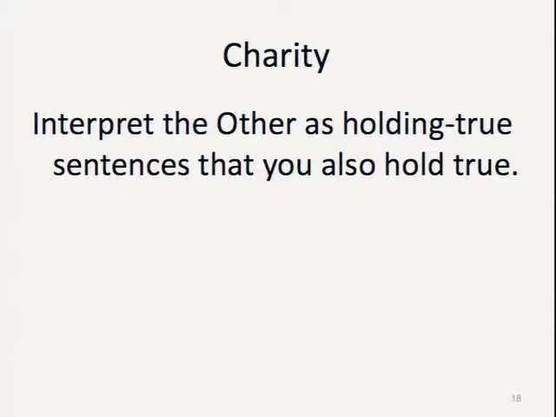If you're interpreting speakers of a foreign language, you try to interpret them so that what they say comes out true, by and large. So that when you say their sentence is true just in this case, then if they think it's true, it should be something that you think is true. If it's something that you think is manifestly false, you shouldn't interpret them in such a way that they come out holding it true. Do you see what I mean? You assume that the people you're trying to translate are kind of reasonable. That's charity.